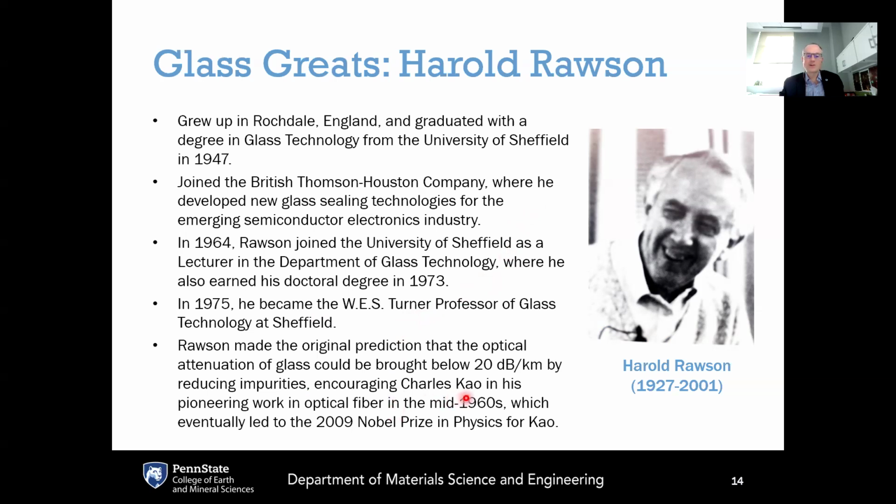And he made the original prediction that the optical attenuation of glass could be brought below 20 decibels per kilometer by reducing impurities. This was key encouragement for Charles Kao in his pioneering work on optical fibers in the 1960s, which led to Kao winning the Nobel Prize in 2009.